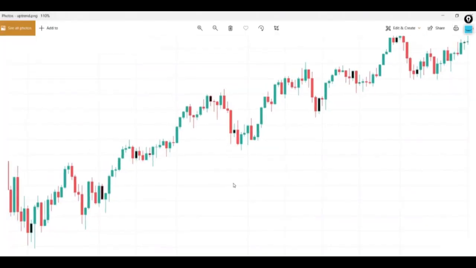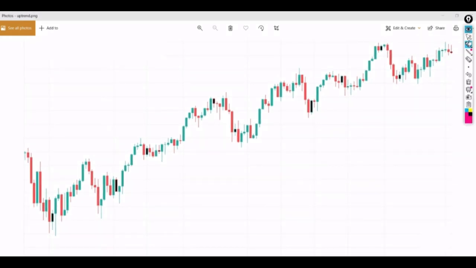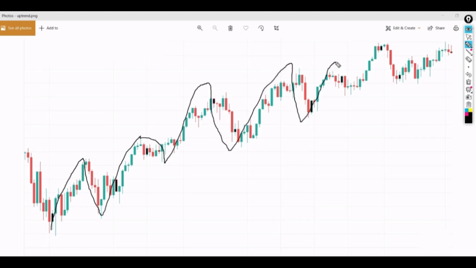Now this is an uptrend, guys, so let me show you guys real quick. So this is the market going up. So we have the market going up, down, up, down, up, down, up, down, up, down, up, down. So we call these, guys, when the market is going up right here, this is a higher high, okay?